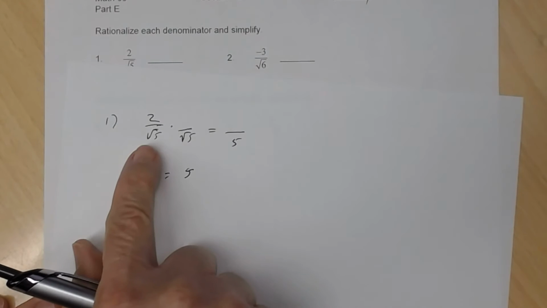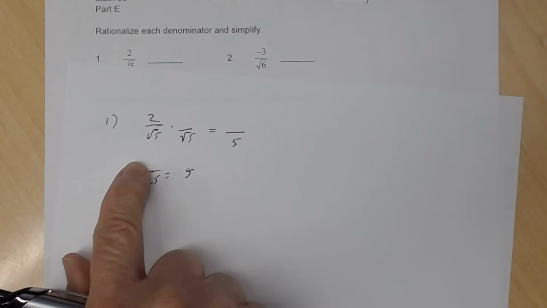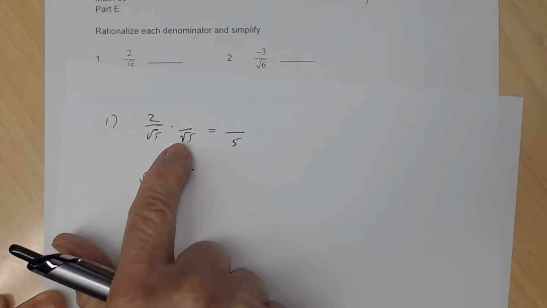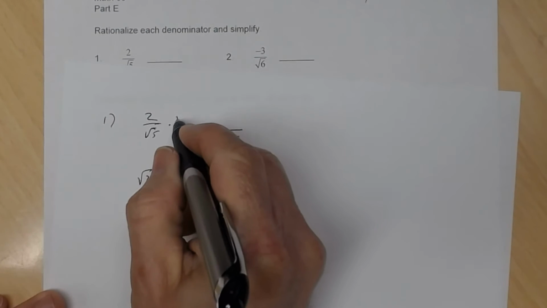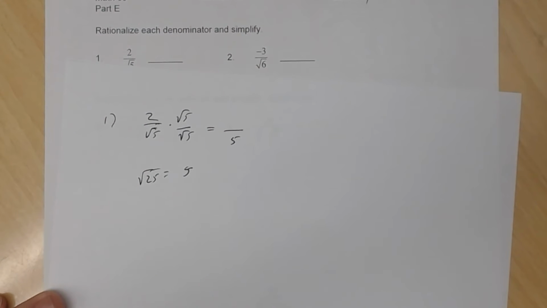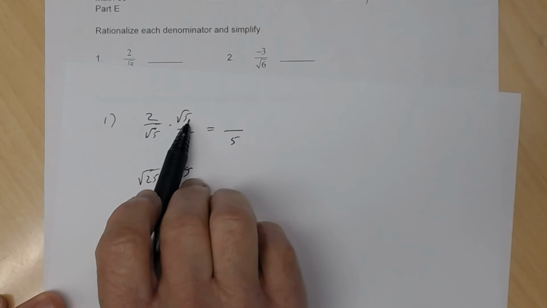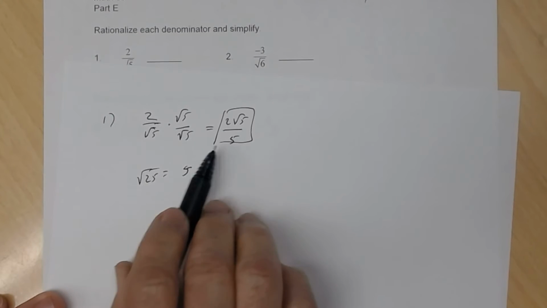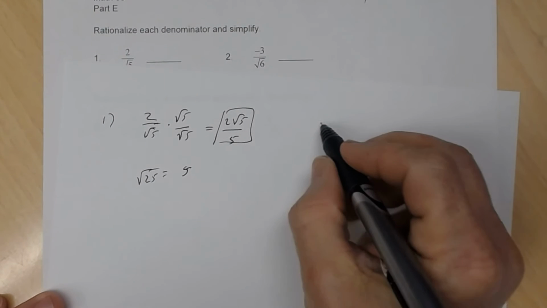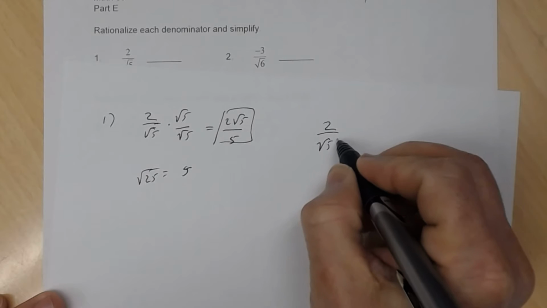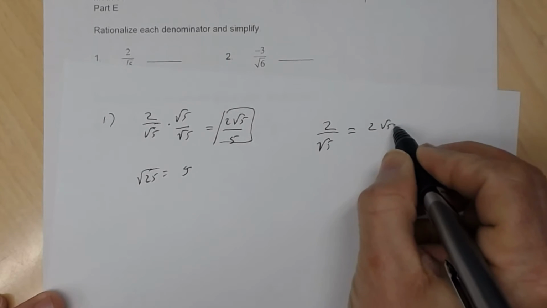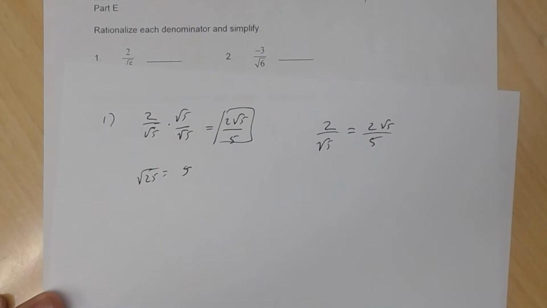So whenever it's just one term, you just multiply by itself. The square root of 5 times the square root of 5 is 5. But what I do to the denominator, I have to do to the numerator. So you multiply both numerator and denominator by the square root of 5. And so the answer is 2 square root of 5 divided by 5. There's your answer. You now have the denominator being a rational number. So basically what you found is that 2 divided by the square root of 5 is the same thing as 2 square root of 5 divided by 5.